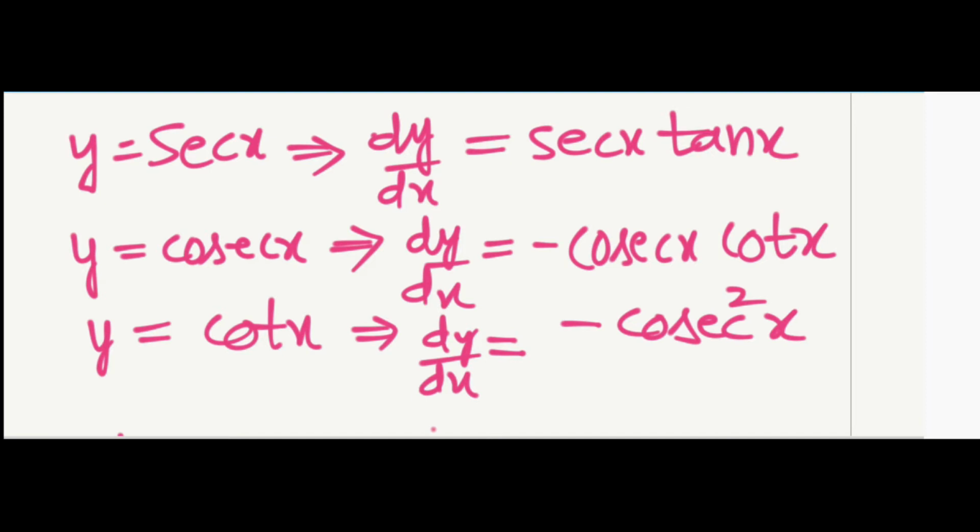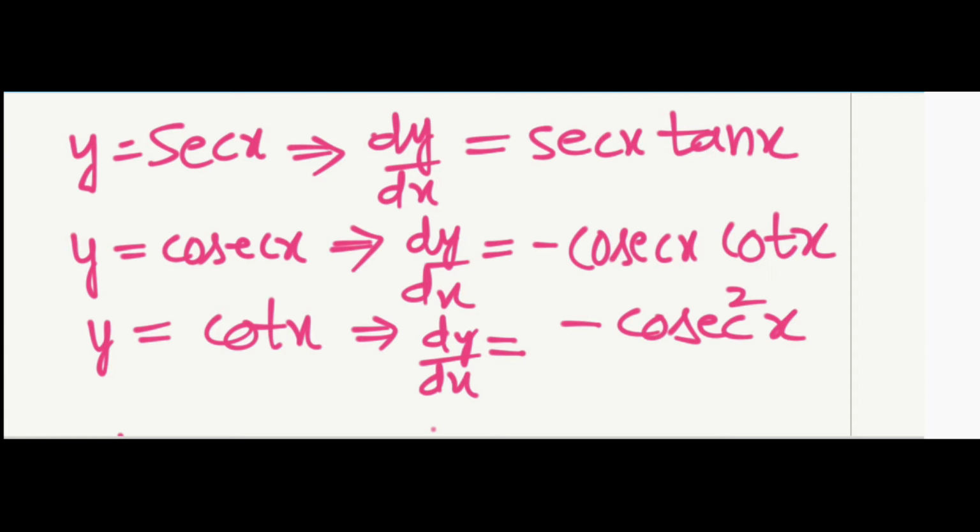Now, when the function is secant x, its derivative is secant x tan x. Second, if the function is cosecant x, then its derivative is minus cosecant x cot x. Again observe, it is minus cosecant x cot x. And thirdly, if the function is cot x, the derivative is minus cosecant square x. It is again a negative value, minus cosecant square x.